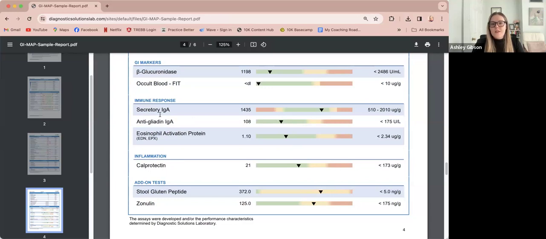And then this secretory IgA tells us the gut immune response. So, how is our immune system functioning? Because our immune system actually starts in the gut. So, is it weak? Is it strong? We get to see that here.